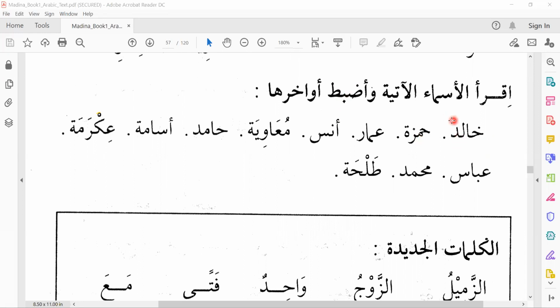Khalidun. Hamzatu. There should not be Khalidun with tanween here. Hamzatu. Ammarun. Anasun. Muawiyatu, because it ends with ta marbuta. Hamidun. Usamatu. Ikrimatu. Abbasun. Muhammadun. Talhatu. Okay.